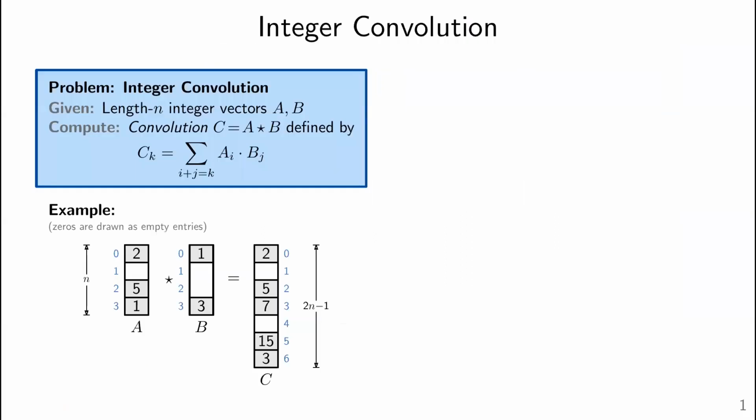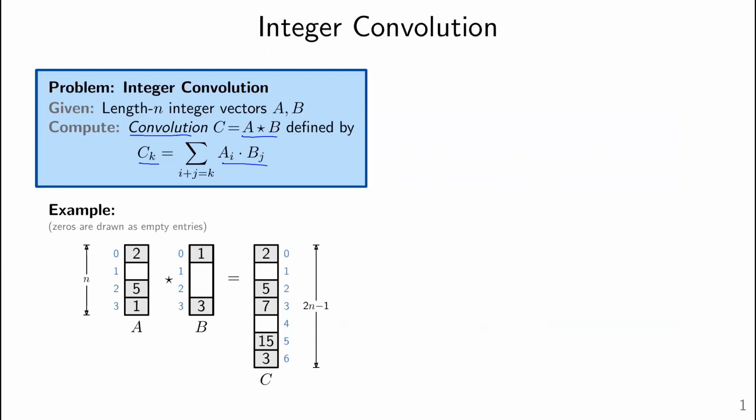Let me start by defining a very fundamental problem in computer science, integer convolution. You're given two length n integer vectors a and b, and the task is to compute their convolution, which is also a vector, which we sometimes denote by the symbol a star b. It's defined like this. In the kth coordinate, it consists of the sum of all pairs a_i times b_j, where i and j add up to k.